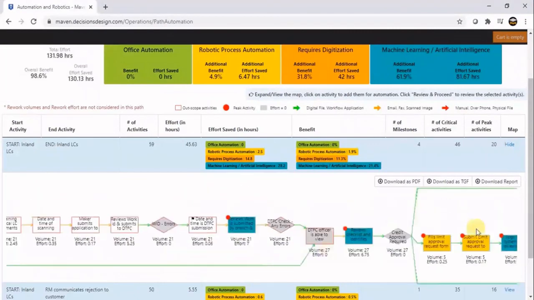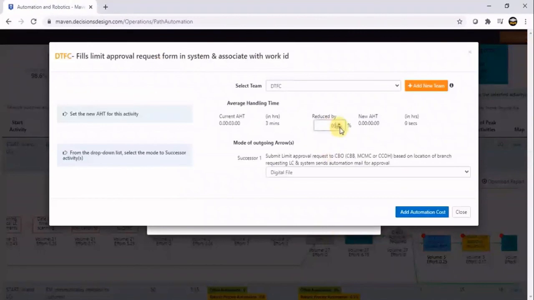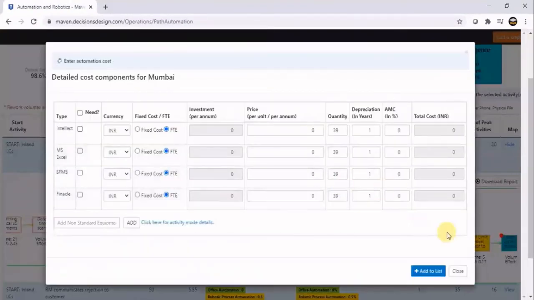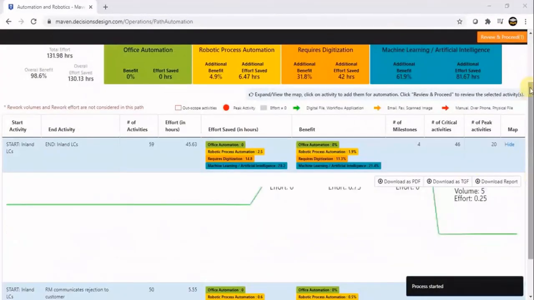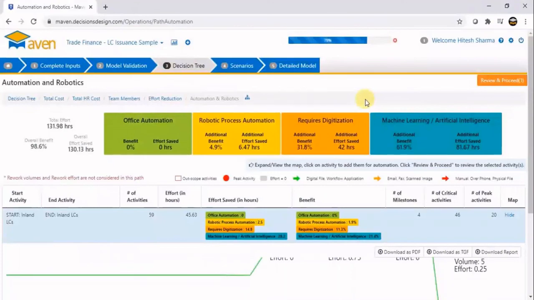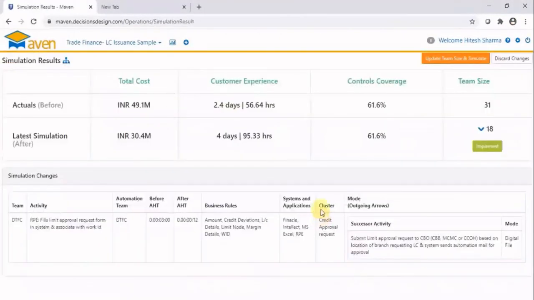The opportunities can be selected, the automation feasibility can be mentioned, as well as automation cost can be added, which then can be simulated to see whether it's impacting our desired goals positively or not. The simulation results will show the impact of the change on the total cost, customer experience and controls, and based on the outcomes, the user can either discard or implement changes.